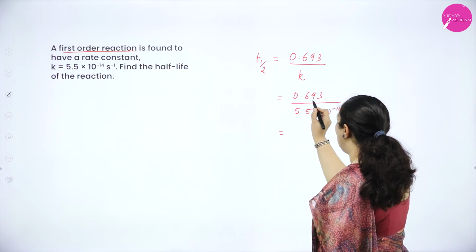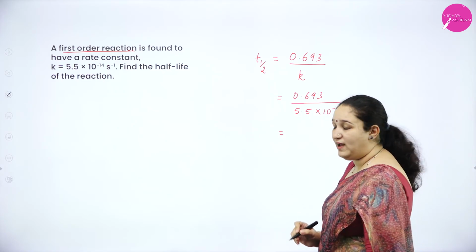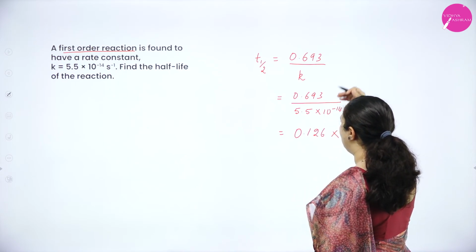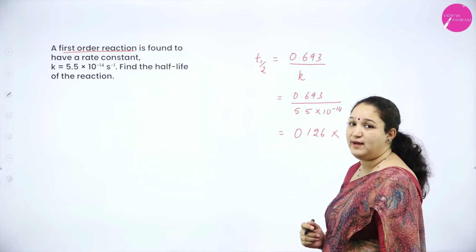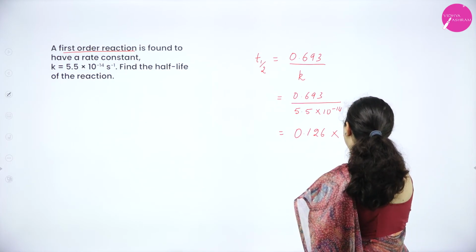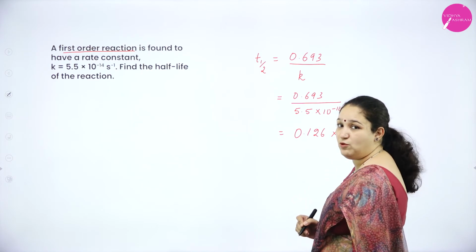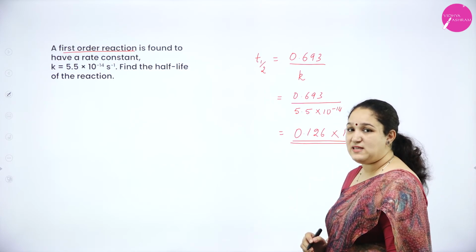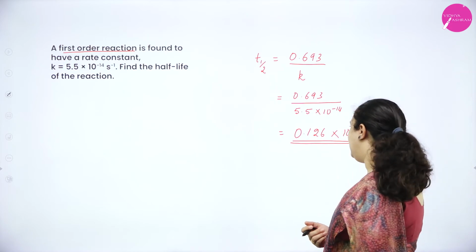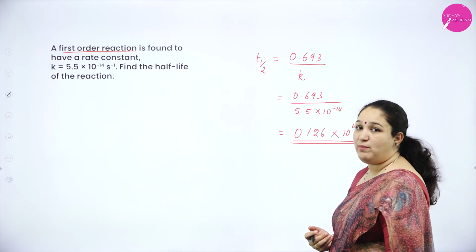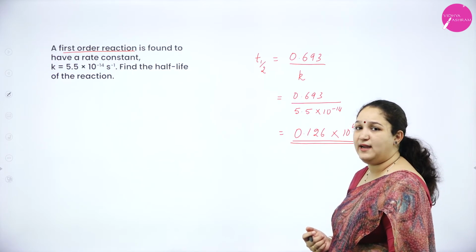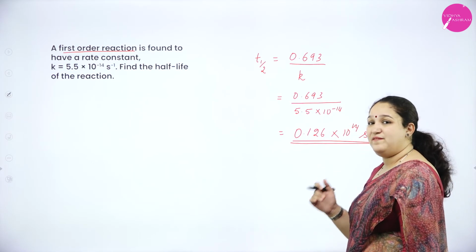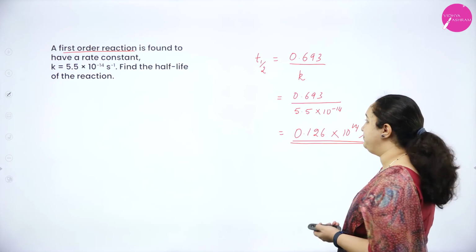Now 0.693 divided by 5.5, I will get it as 0.126 into 10 to the power minus 14. When I take it to the numerator, what will happen? It will become 10 to the power 14 plus 14, seconds. So this is the answer. You can keep it as it is, or you can move the point and write it as 1.26 into 10 to the power 13 per second also. Okay, so I hope you have understood how to solve this. It's a very simple problem.